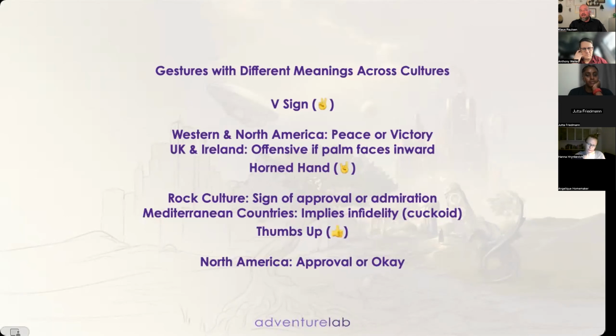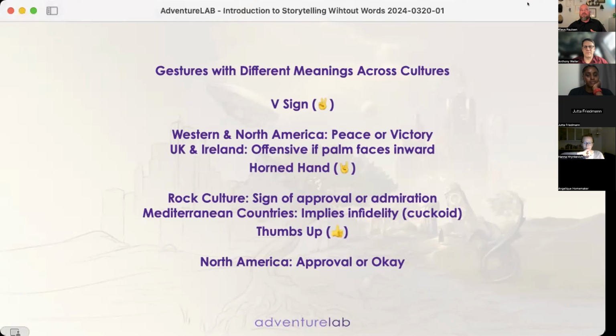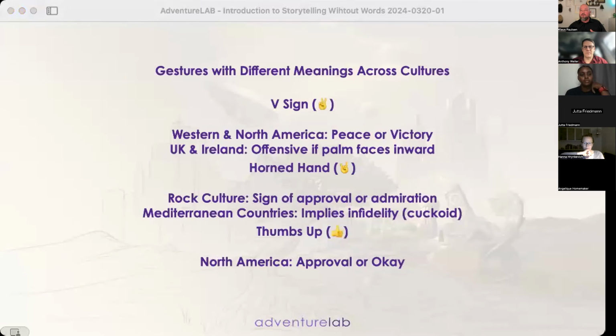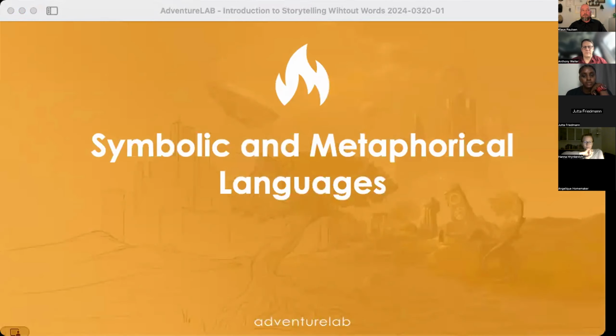there's also things like the V sign in the UK. If you do it like this, it means something completely different. And so different kinds of signs and different kinds of ways of showing gestures mean different things, and that is one of the important things as well. When we talk about these things, it becomes very sensible: what culture are we dealing with? So that leads into a little talk about symbols.